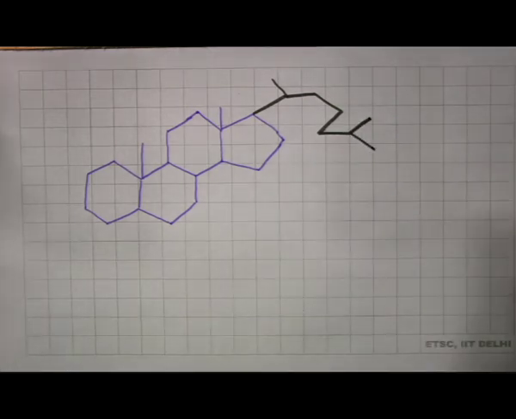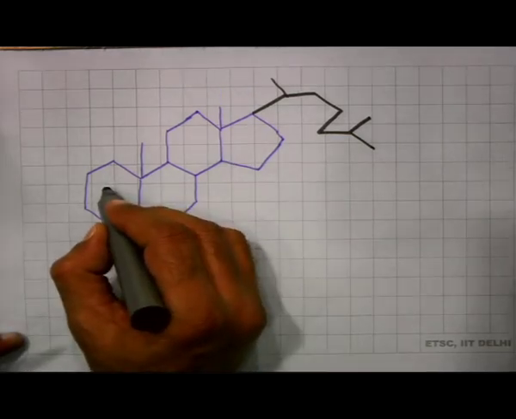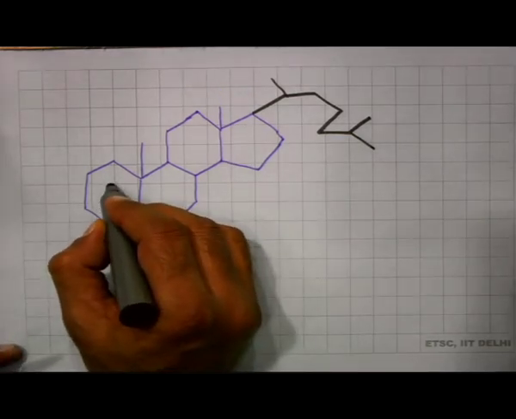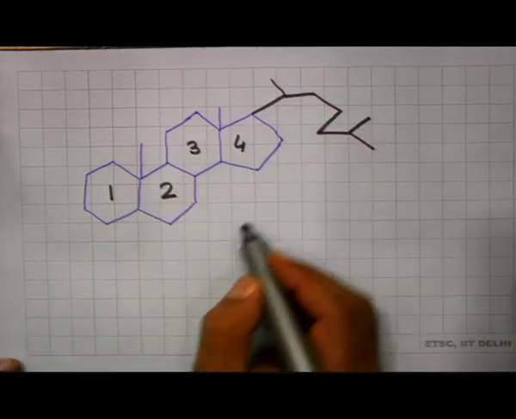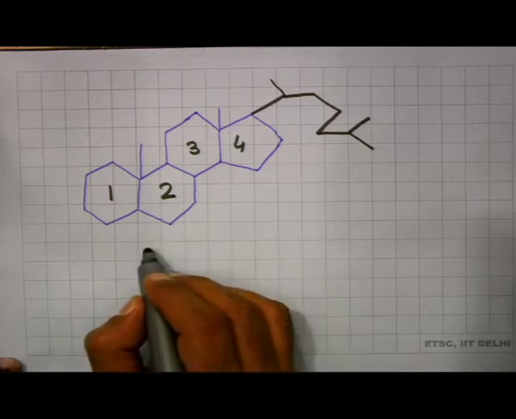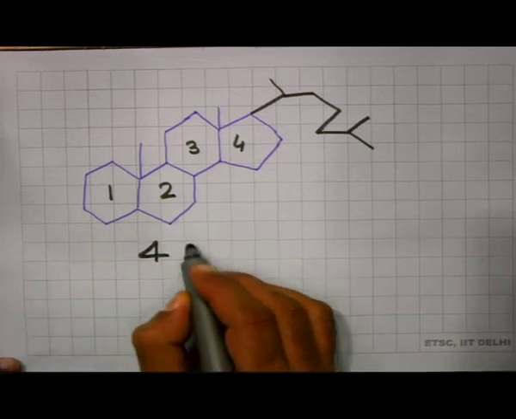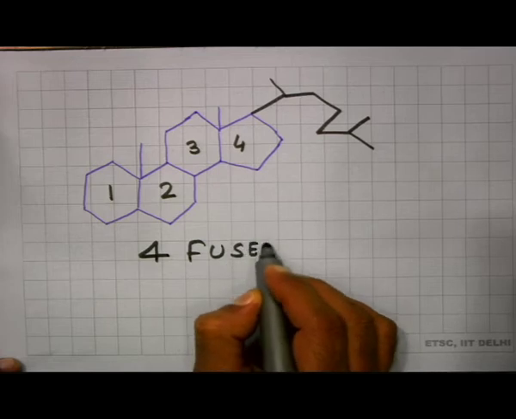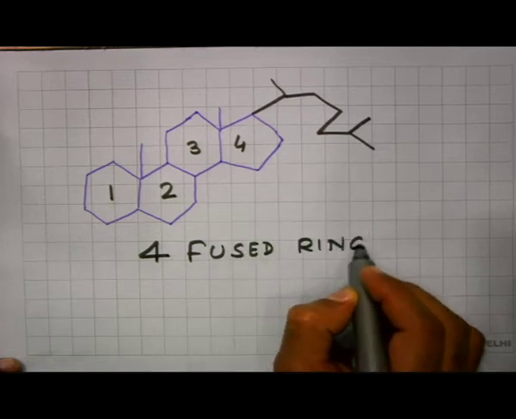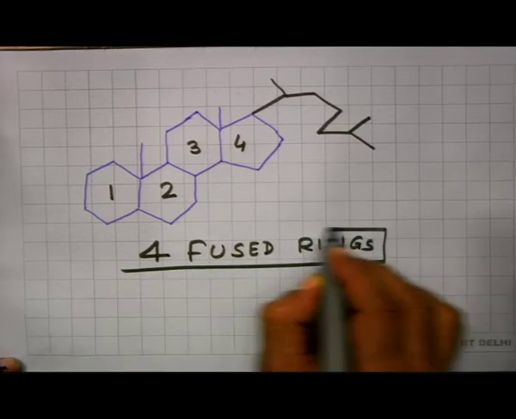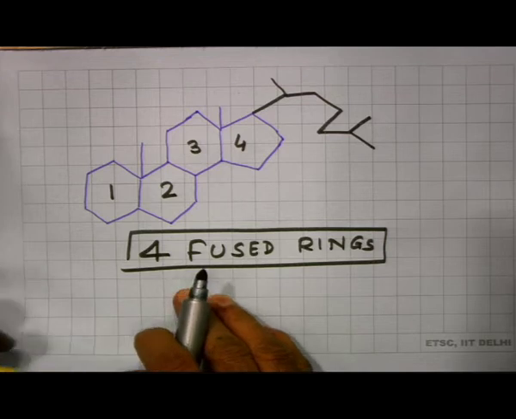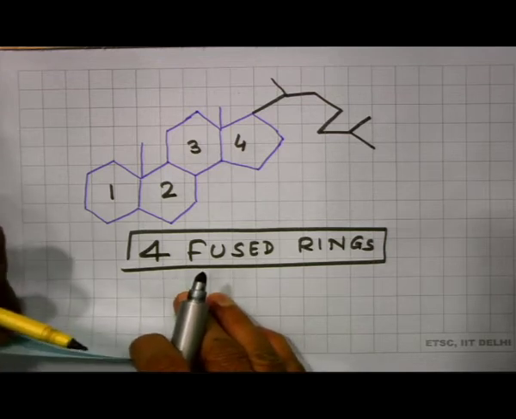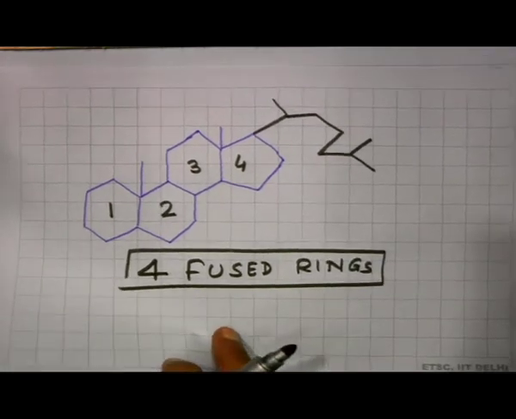So, this is the structure of cholesterol. Here you find that there are 4 fused rings, 1, 2, 3, 4, and the other groups are also attached. That is called cholesterol. It is a very important biomolecule. It helps in the formation of various types of hormones, as we have seen: testosterone, estrogen, vitamin D and others.